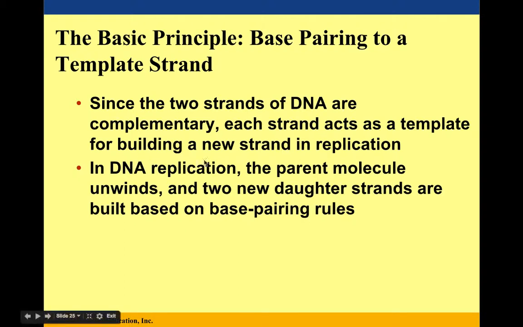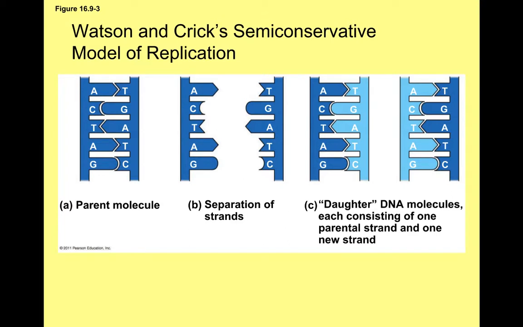And again, just a summary, in DNA replication, the parent molecule unwinds, and two daughter strands are built based on base pairing rules. This is a really good, simple picture of DNA replication. This is the parent molecule. It separates. Then new nucleotides and phosphate backbones attach, complementary, and you see we have two of the same exact DNA that we started with.